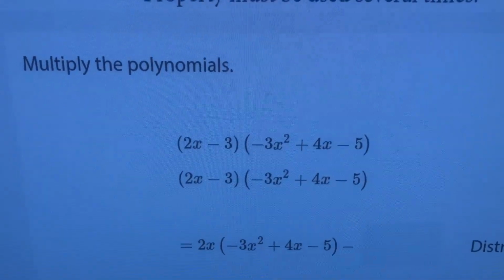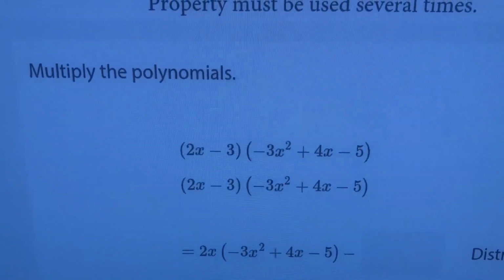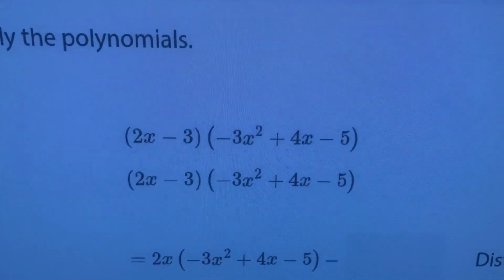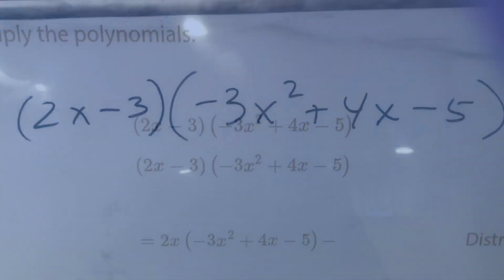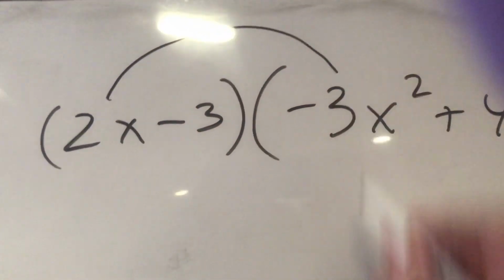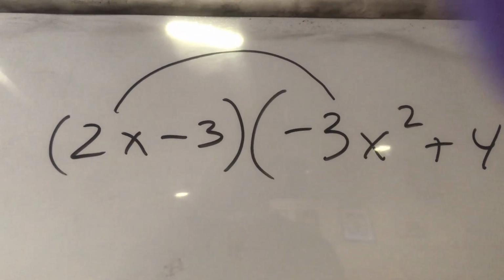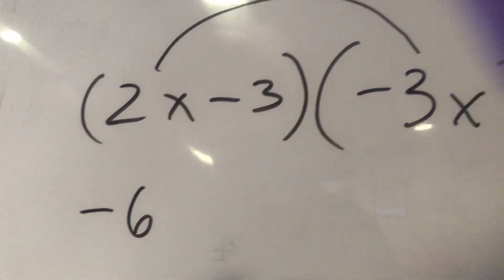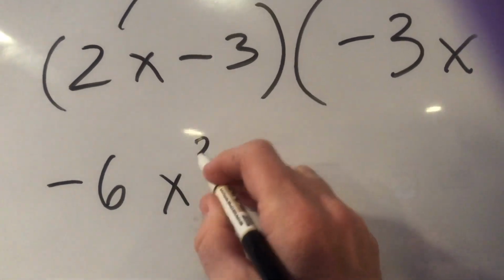All right, so the first problem we're going to do is right here, and you can see the two quantities, the binomial 2x minus 3 times the trinomial negative 3x squared plus 4x minus 5. Let's go to the whiteboard. Okay, so the first thing we're going to do is multiply the 2x times the negative 3x squared. So 2 times negative 3 is negative 6, and then x times x squared is x to the third.